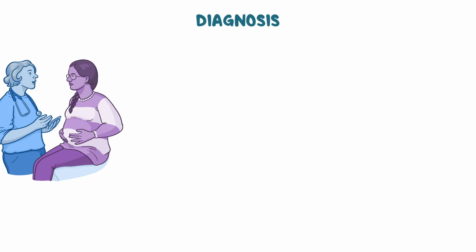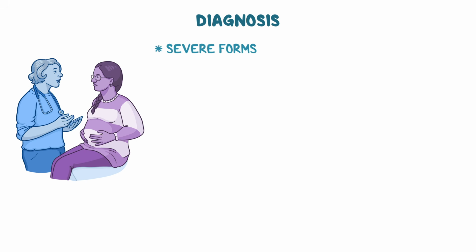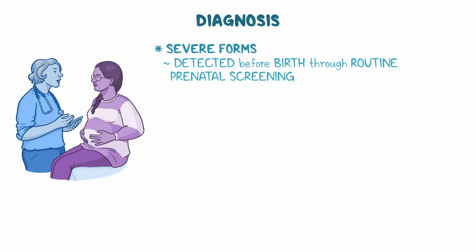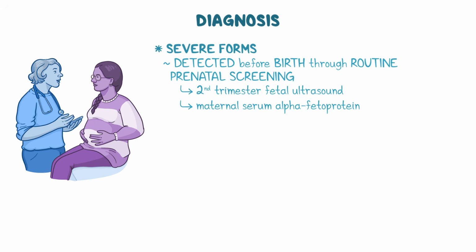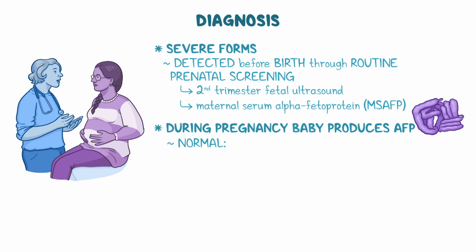Moving on to diagnosis. More severe forms of spina bifida, like meningocele and myelomeningocele, are often detected before birth through routine prenatal screening. One important test is the second trimester fetal ultrasound, which can detect defects in the spine. Another key clue comes from the maternal serum alpha-fetoprotein, or MSAFP, which is elevated if an open spinal defect is present. During pregnancy, the fetus produces AFP, and under normal conditions, only a small amount moves into the amniotic fluid, and then into the maternal bloodstream.